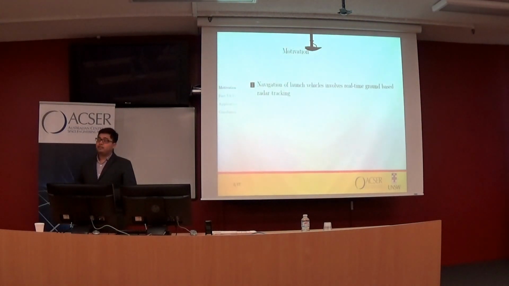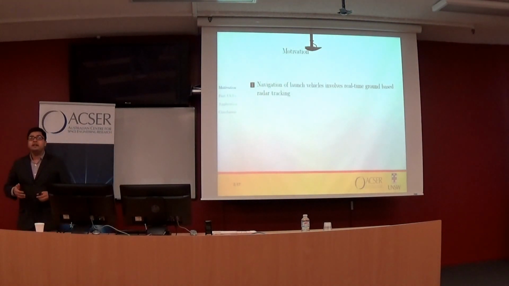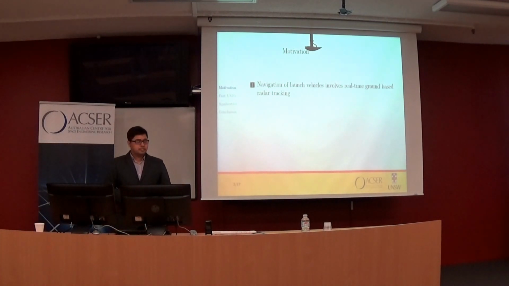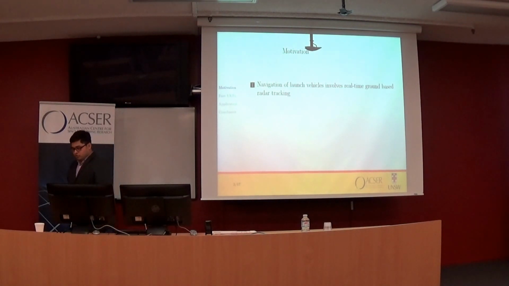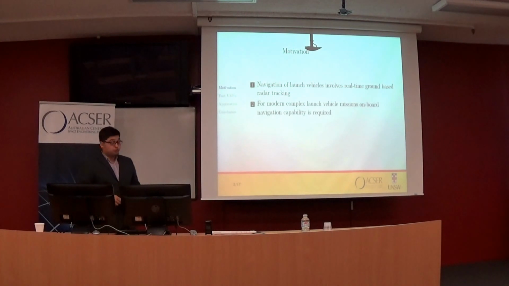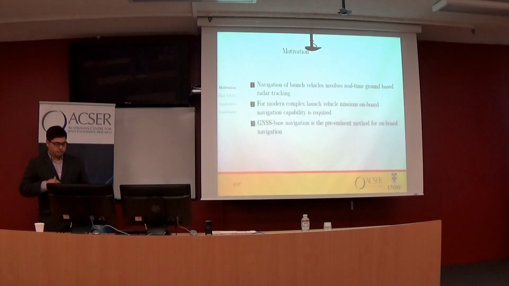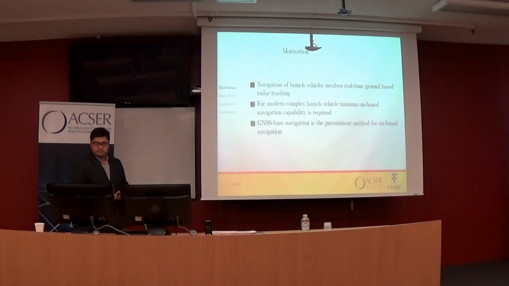So for launch vehicles, conventionally radar is used to navigate, to find the positions. But in recent days, you have seen that SpaceX is launching some launch vehicles which can do some complex maneuvers. So for these complex maneuvers, we need onboard capability in the launch vehicle. And for onboard navigation capability, GNSS is the most preeminent method for low Earth orbits.